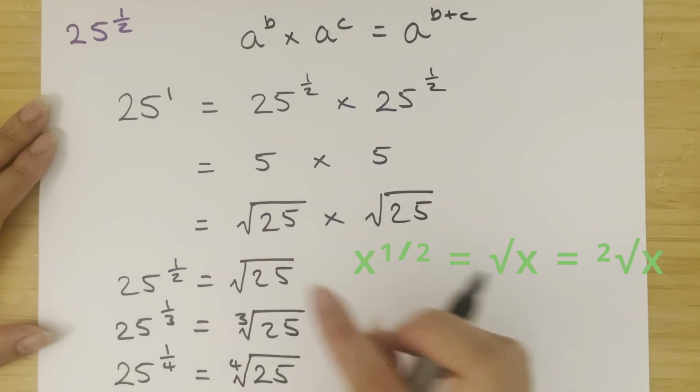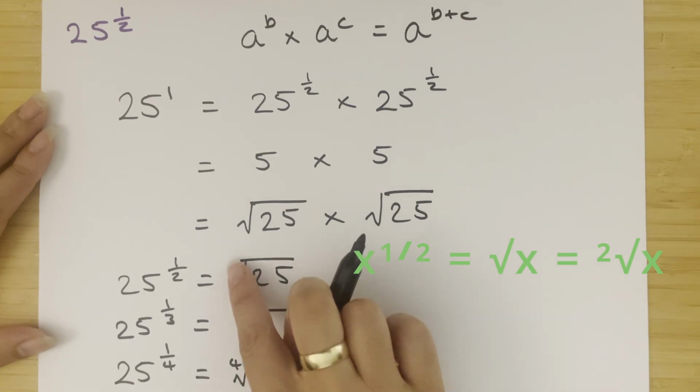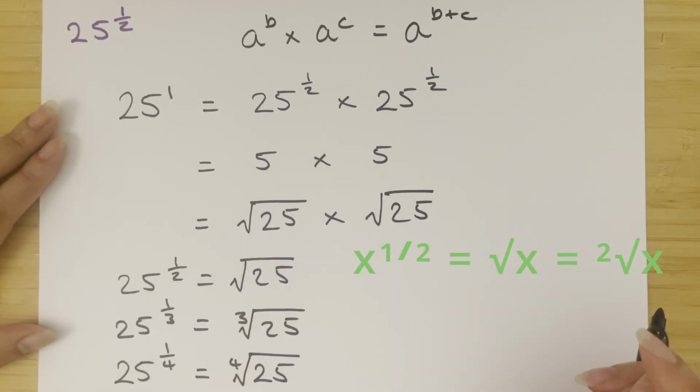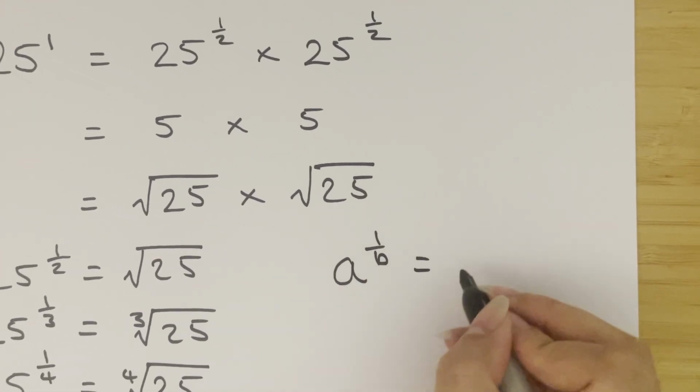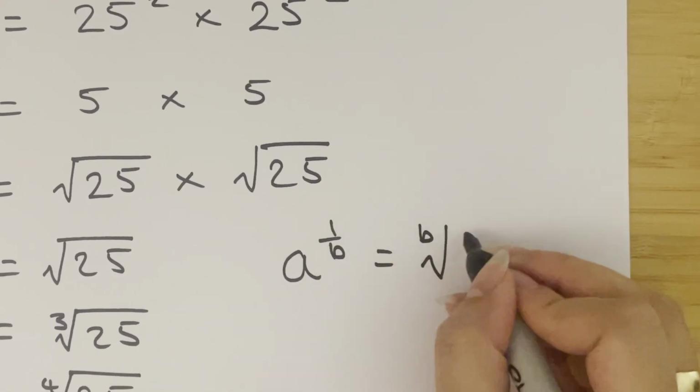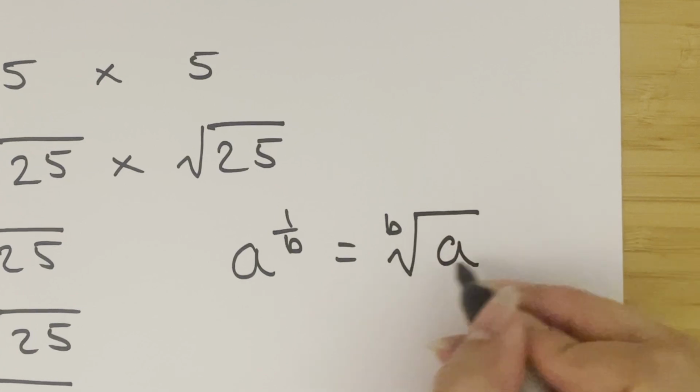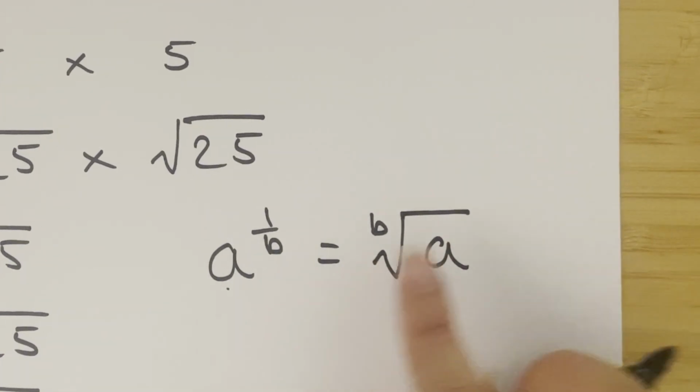There's an invisible 2 here because that's just how square roots work. So the rule is a to the 1 over b is equal to the b-th root of the original number. So that's how that works.